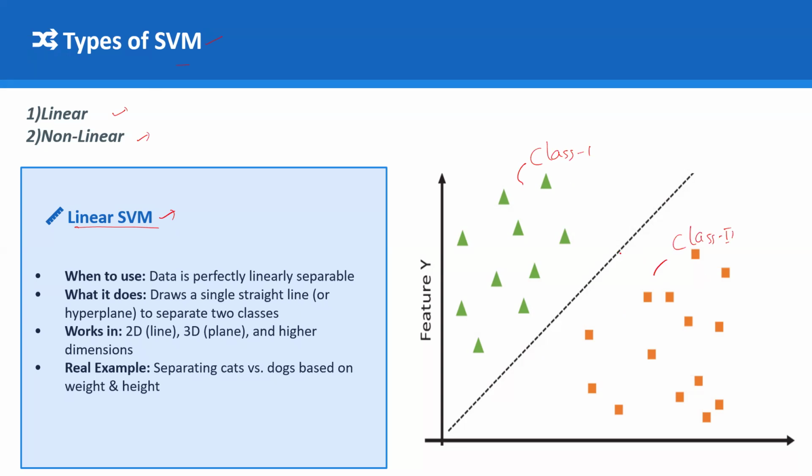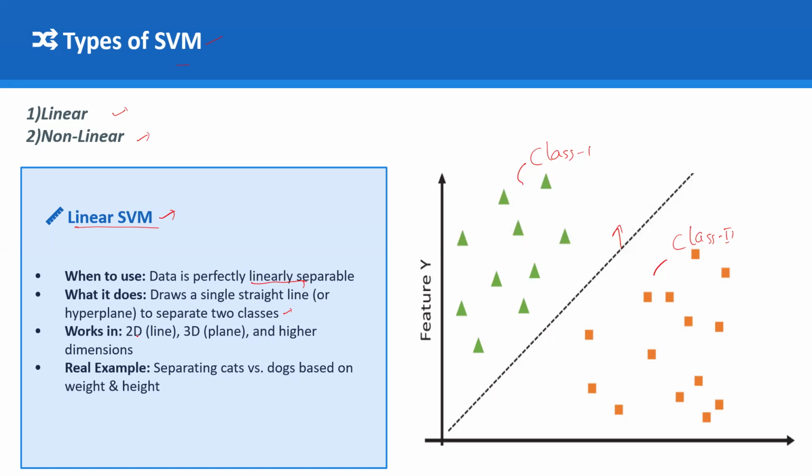And these classes are separated by this line. This line is, you can say, perfect, a linear line, right? Because they are linearly separable, they have a linear relation between them, and it is used for a few classes or more classes also.